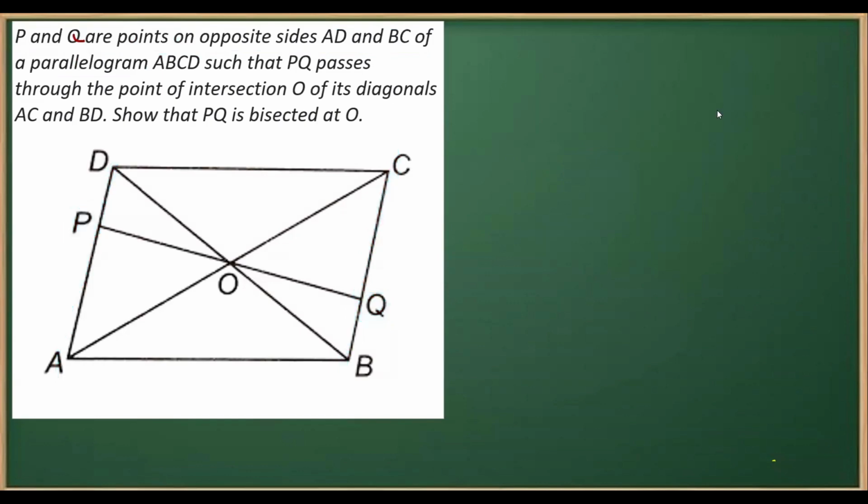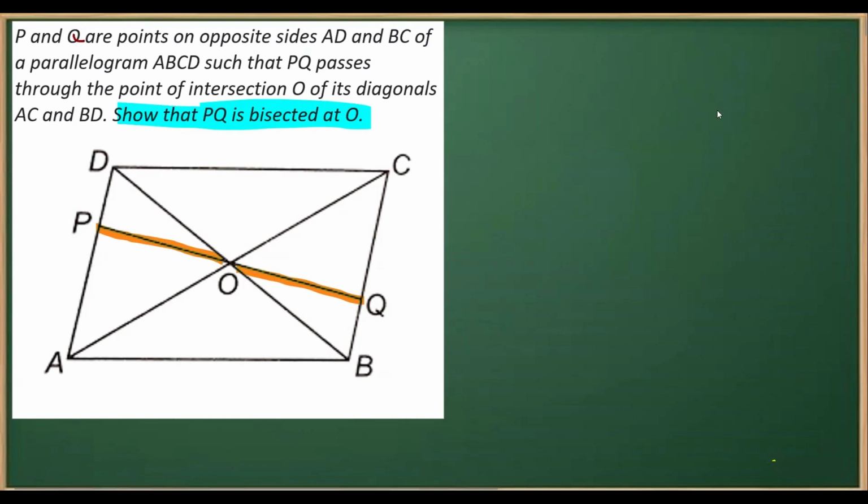Now, further it says that PQ is joined and that passes through the point of intersection of the diagonals. As you can see, O is the point of intersection of the diagonals. What we have to prove here is that PQ is bisected at O. That means we need to prove that OP is equal to OQ. This is what we need to prove here.